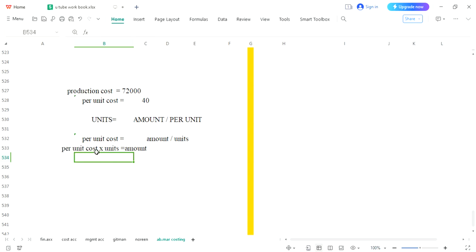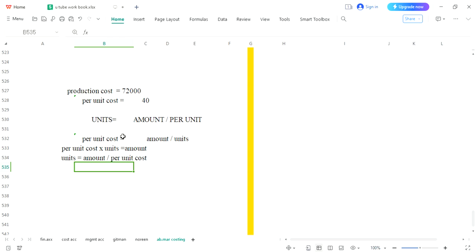And now the next factor is what? Per unit cost is being multiplied with units and you want to take it to the opposite side. Here only units will be left, amount on the right side, and now you are taking this per unit cost to the opposite side. So you will divide by per unit cost over here. So the same formula we have directly written: units is equal to amount divided by per unit cost. So these are different universal formulas and can be used at any place.